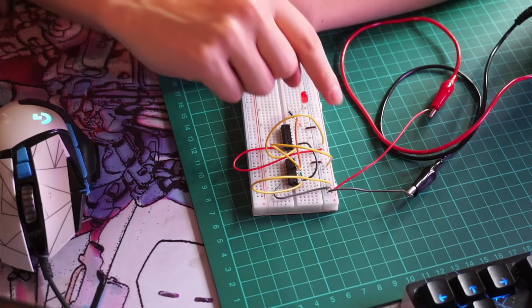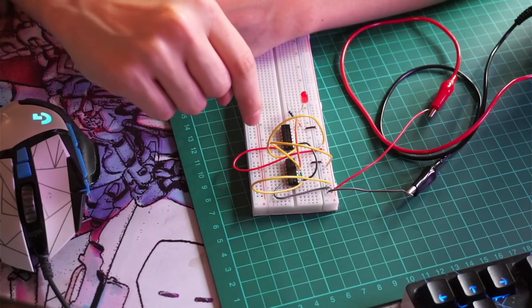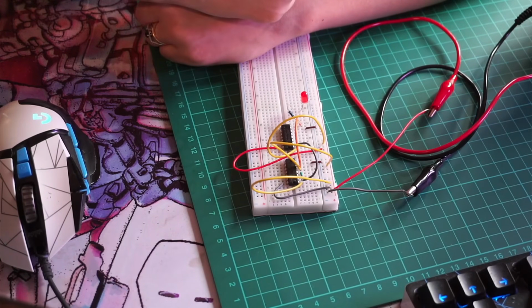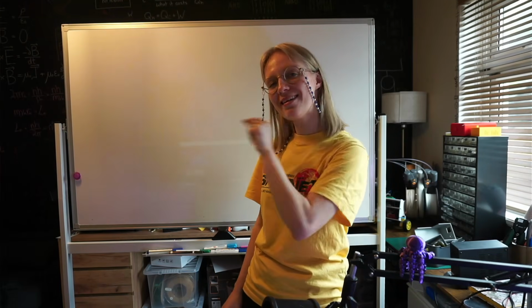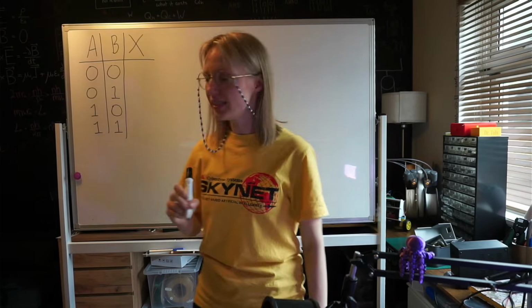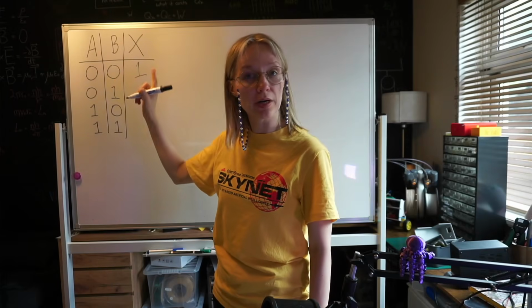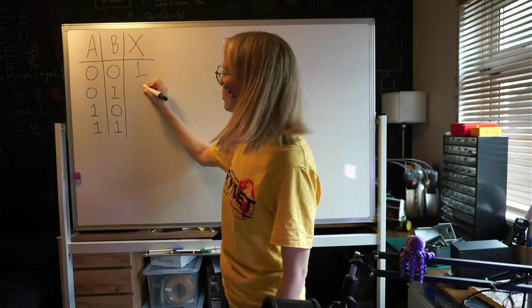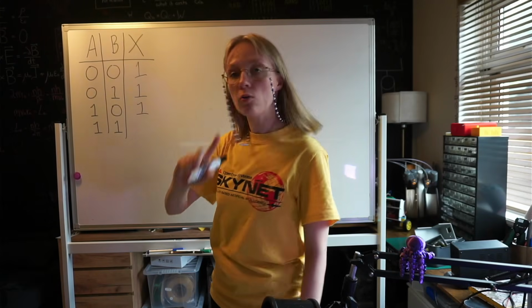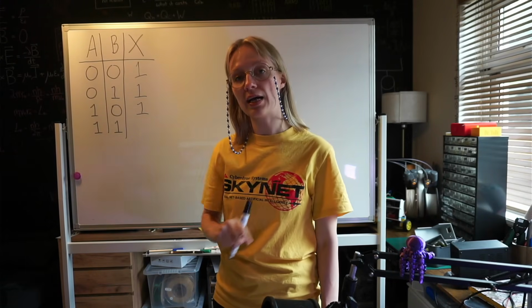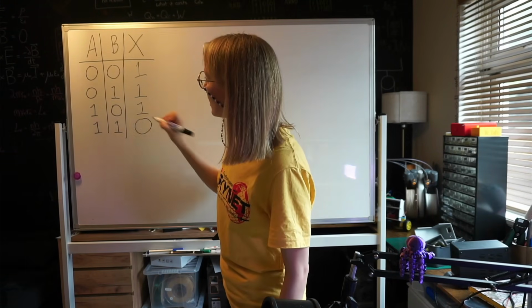I plugged in my seatbelt, the NOT gate inverts it, and we get a low output. Okay, now I'm going to show you something interesting. I'm going to show you the NAND gate. In a NAND gate, when you have 0, 0, you get a 1. When you have 0, 1, you get a 1. When you have a 1, 0, you get a 1. But only under the conditions of all highs, you get a low.